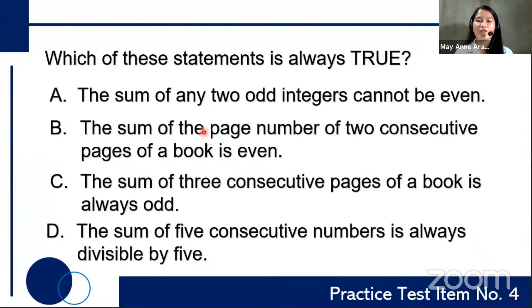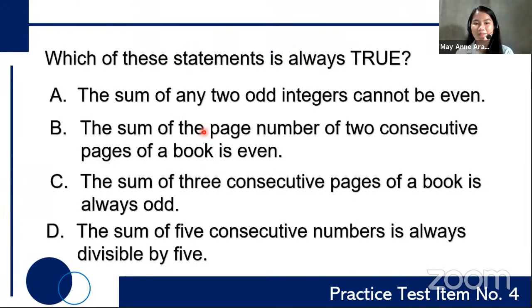Okay, the sum of any two odd integers cannot be even. Okay, for example, we have 1 and 3. Di ba? Those are two odd integers, 1 and 3. 1 plus 3 is 4. So therefore, A is not true. So hindi na agad siya kasama sa options.